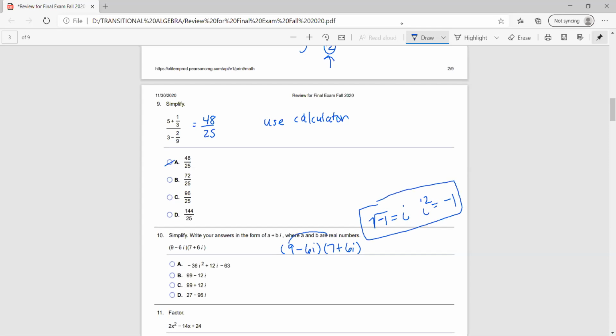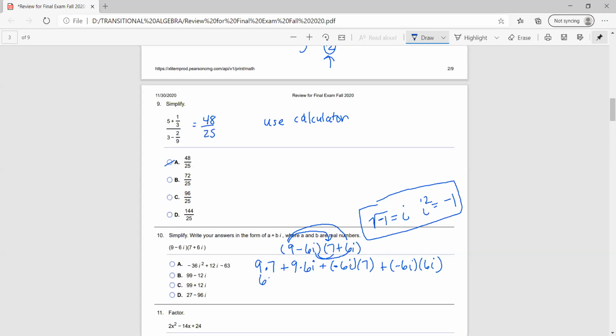Secondly, you should recognize that we're going to use FOIL to do this, that first, outer, inner, last. So 9 times 7, we calculate that. That's my first. Outer would be plus a 9 times 6i. Inner, so plus, and I'm going to separate this out because it's got a negative in front of it. So -6i times 7. And then I've got my last terms, so -6i times 6i. So my first, outer, inner, last, that's what I'm going to get.